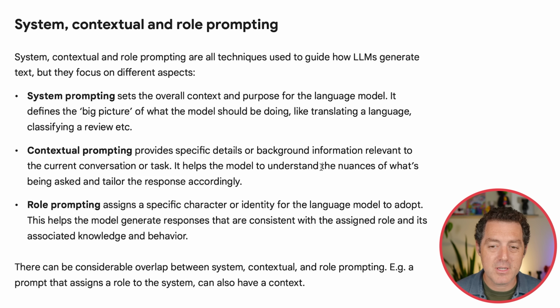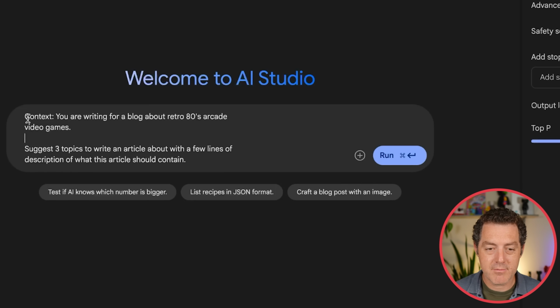It helps the model to understand the nuances of what's being asked and tailor the response accordingly. So in the document, they give this example. Here's the context, contextual prompting context. You are writing for a blog about retro 80s arcade video games. Then the actual task: suggest 3 topics to write an article about with a few lines of description of what this article should contain. So in the actual task, it doesn't say that you need to write a blog for retro 80s arcade video games, but that's in the context.